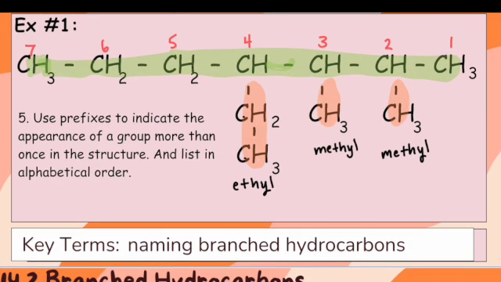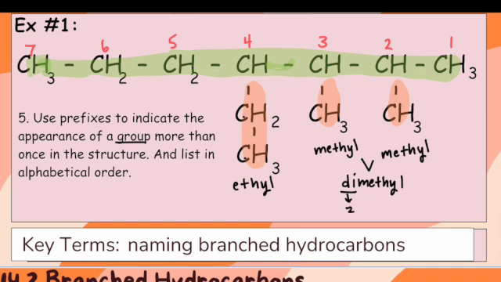Step 5 is to use the prefixes to indicate the appearance of a group more than once in a structure. Sometimes you can have the same kind of alkyl group more than once off of your parent chain, so you have to make sure that you label that. In this one, we do have 2 methyl groups. That's the same kind of alkyl group where we have a carbon attached to 3 hydrogens. Because there's 2, we have to make this dimethyl when we write the name, because di means 2.